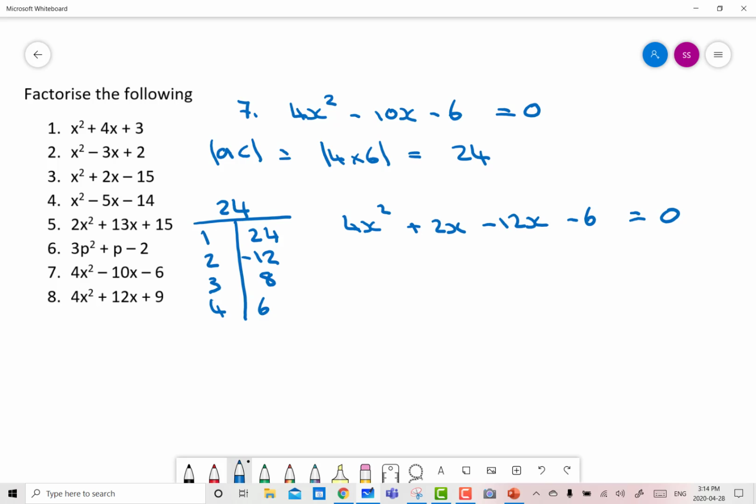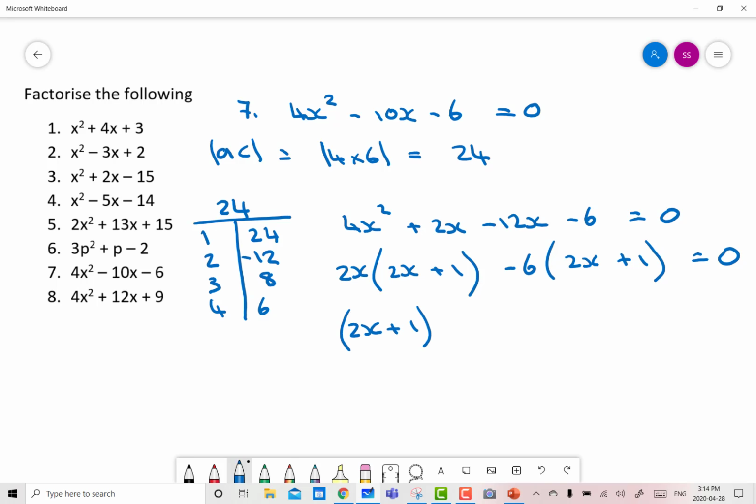So factorising the left-hand side, I'll take 2x out common. That will leave me with 2x plus 1 in the bracket. On the right-hand side, I'll take out negative 6 common. Negative 12x divided by negative 6 is going to be 2x, and negative 6 divided by negative 6 is plus 1. So they're the right pair. We've got our two brackets that are the same. So taking 2x plus 1 out common, that leaves me with 2x minus 6 in the other bracket.